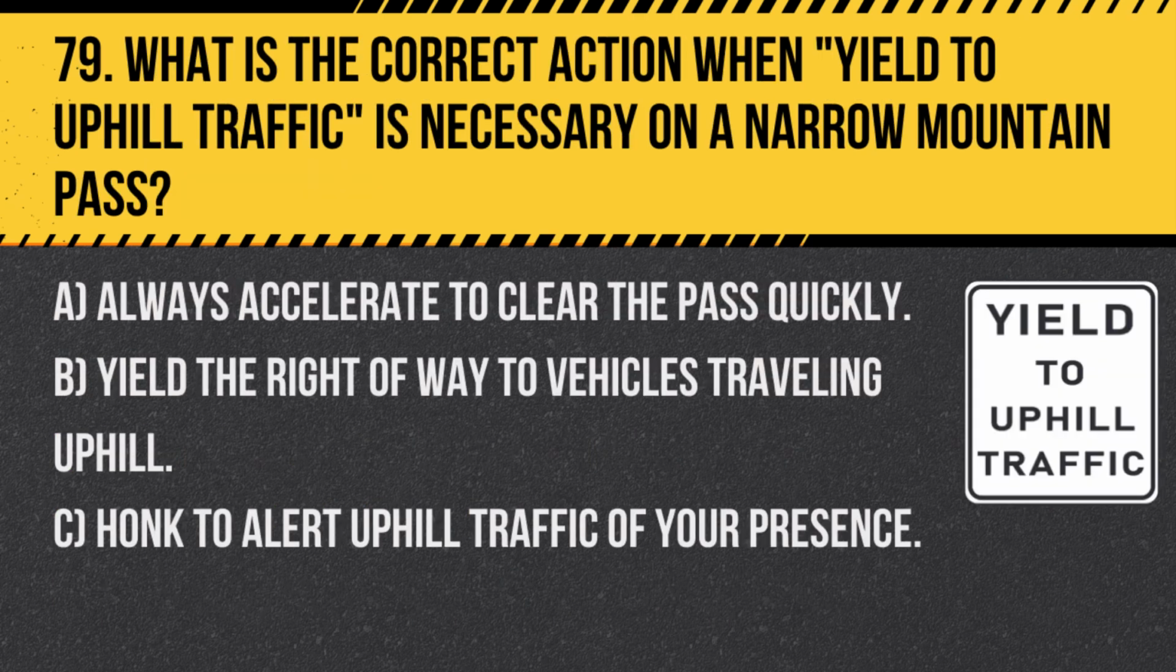Question 79. What is the correct action when yield to uphill traffic is necessary on a narrow mountain pass? A. Always accelerate to clear the pass quickly. B. Yield the right-of-way to vehicles traveling uphill. C. Honk to alert uphill traffic of your presence.